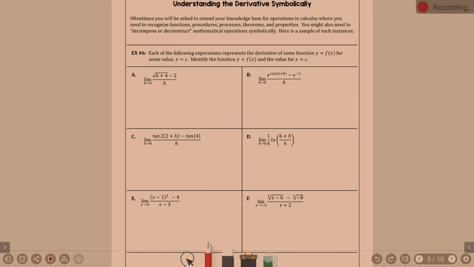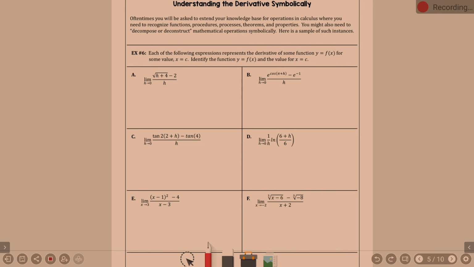Each of the following expressions represents the derivative of some function for some value x equals c. All we're doing here, we're not finding these limits. I want you to tell me what function is represented. So what is f of x, and at what value c did they plug in? I want to know what is the function that would have been f of x.